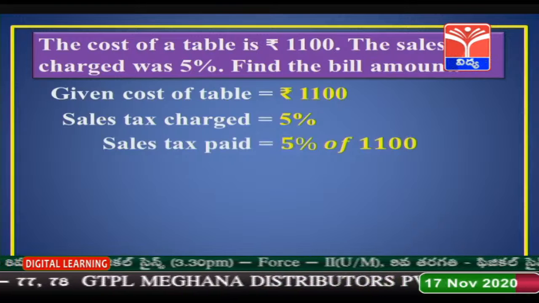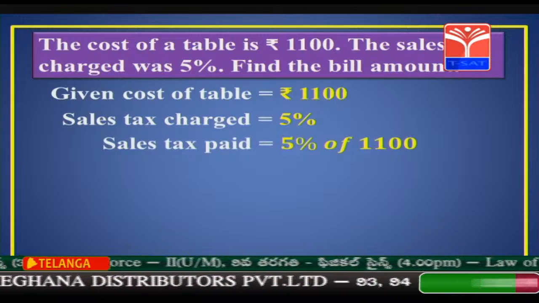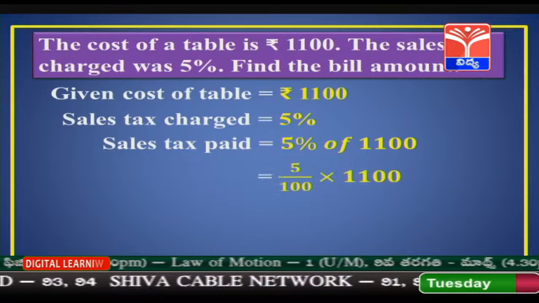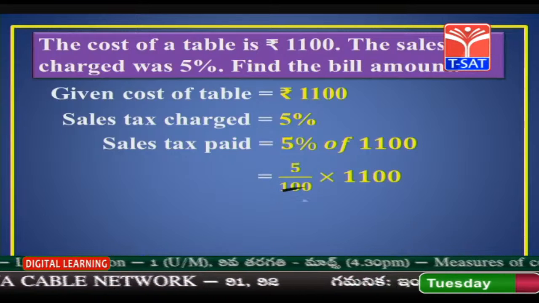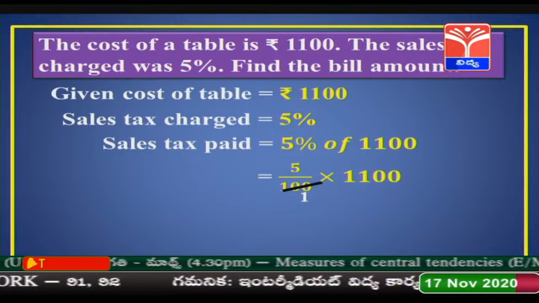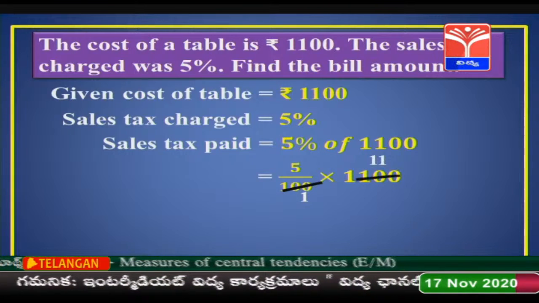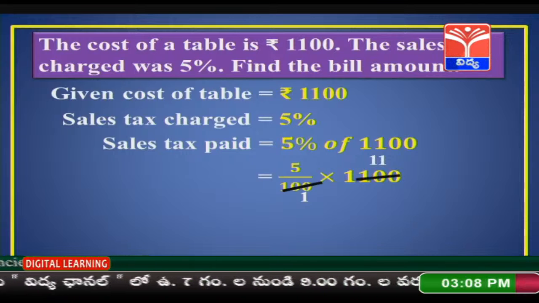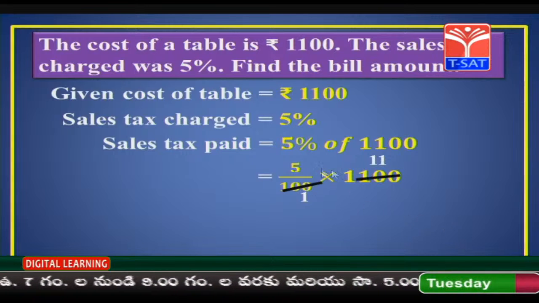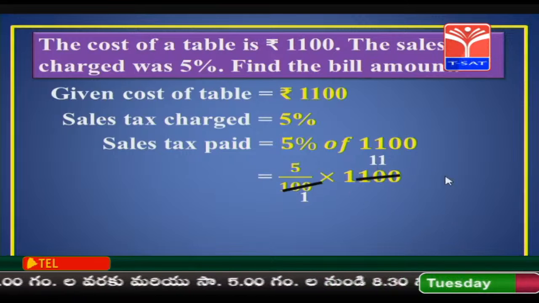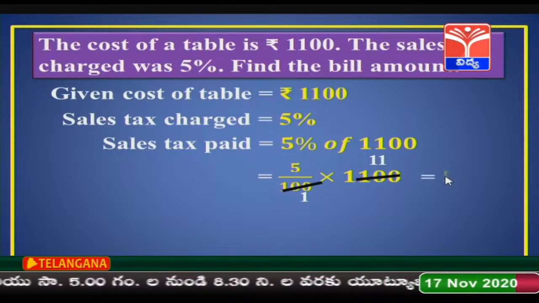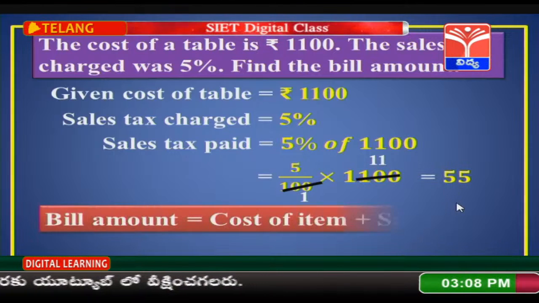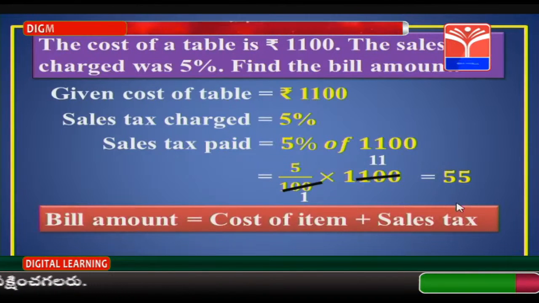Yes, 5% of the 1100, that is the cost of the table. So, 5% means 5 by 100 into 1100. Now, 100 will cancel with 100 one time and it will go into 1100 eleven times. Now, what is left, children? We are left with 5 into 11. So, what is that, children? 5 into 11? Yes, it is 55. That means we need to pay a tax of 55 rupees.